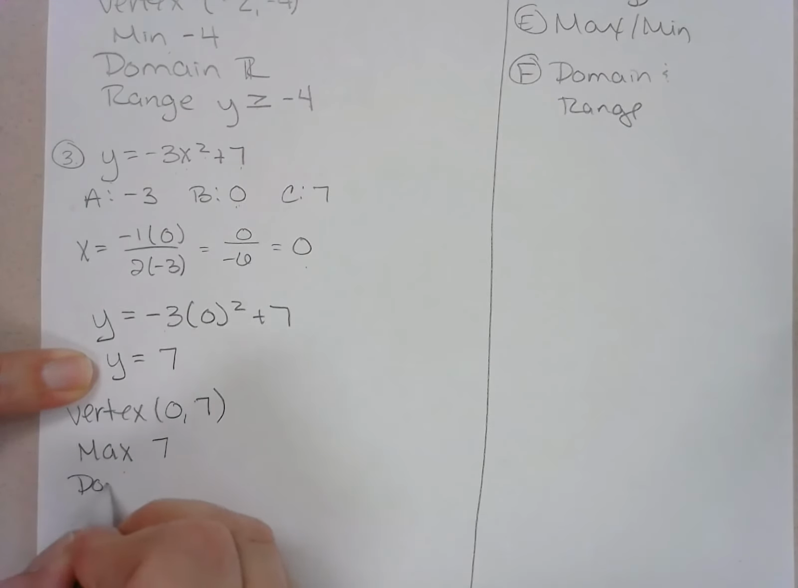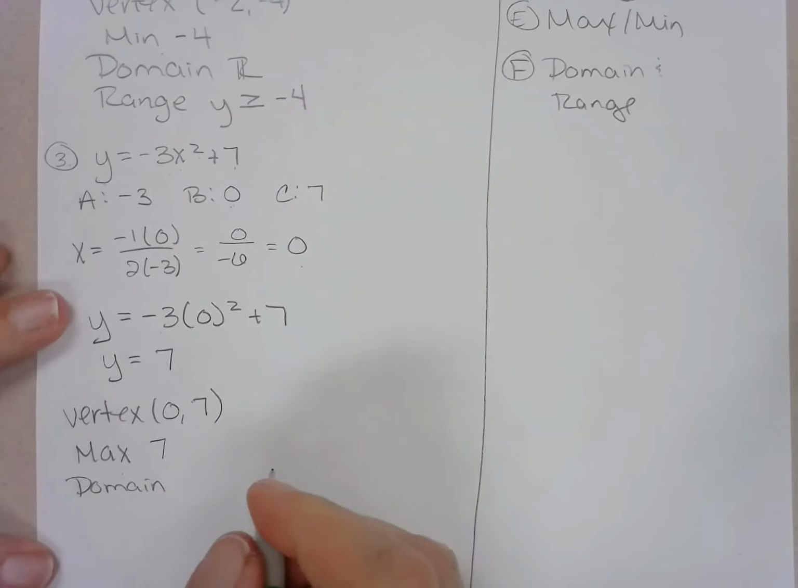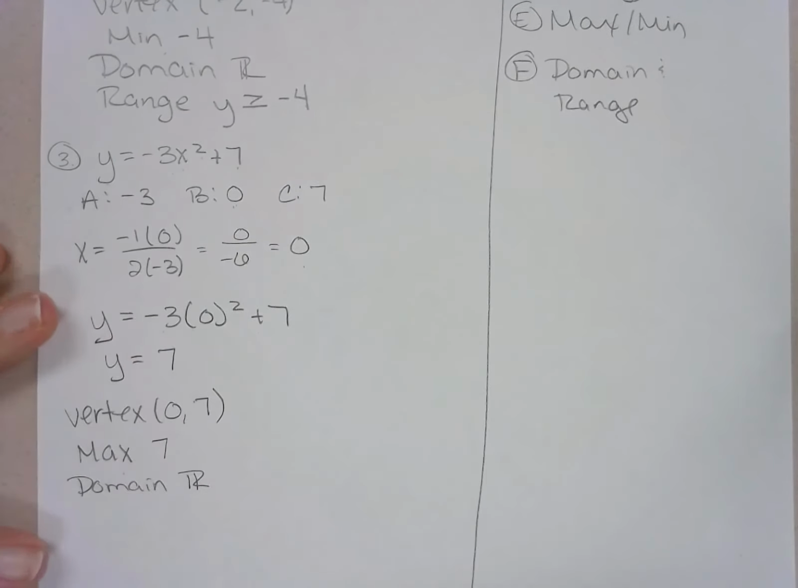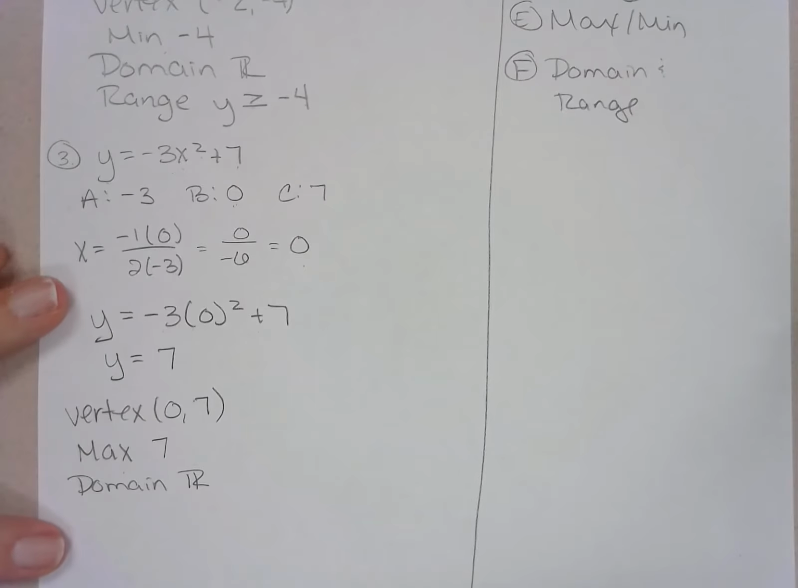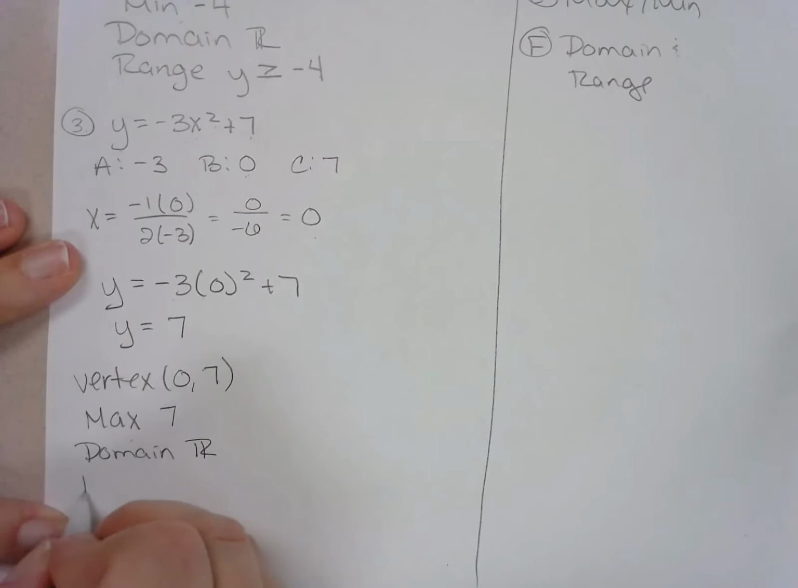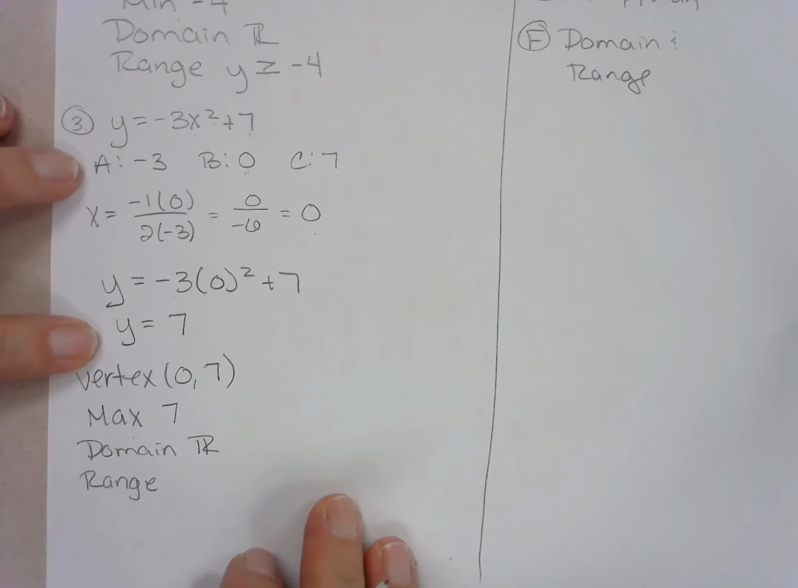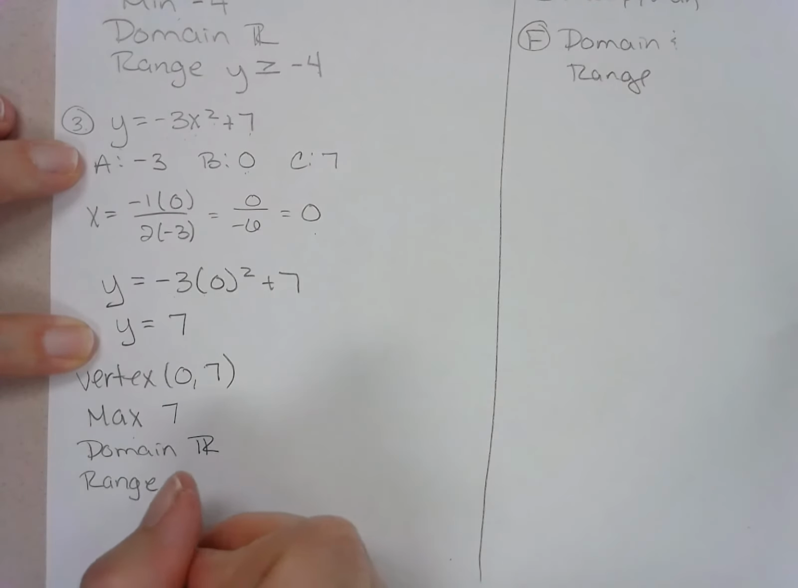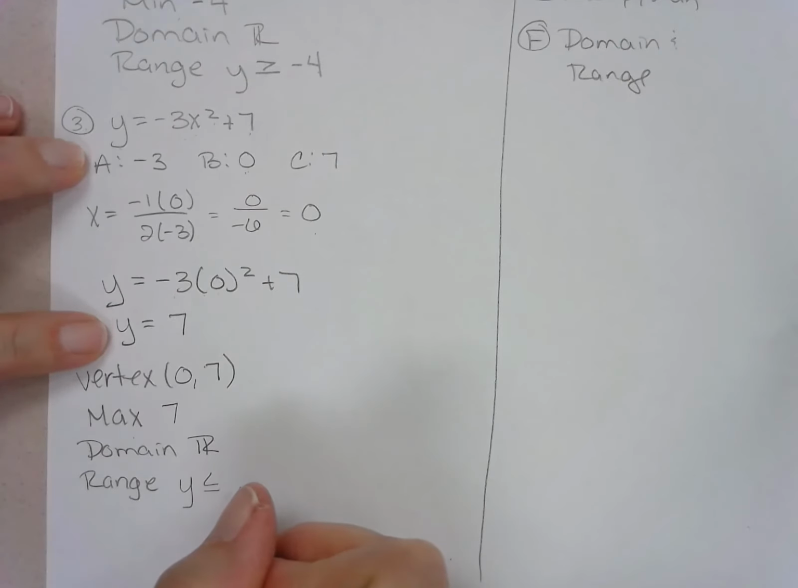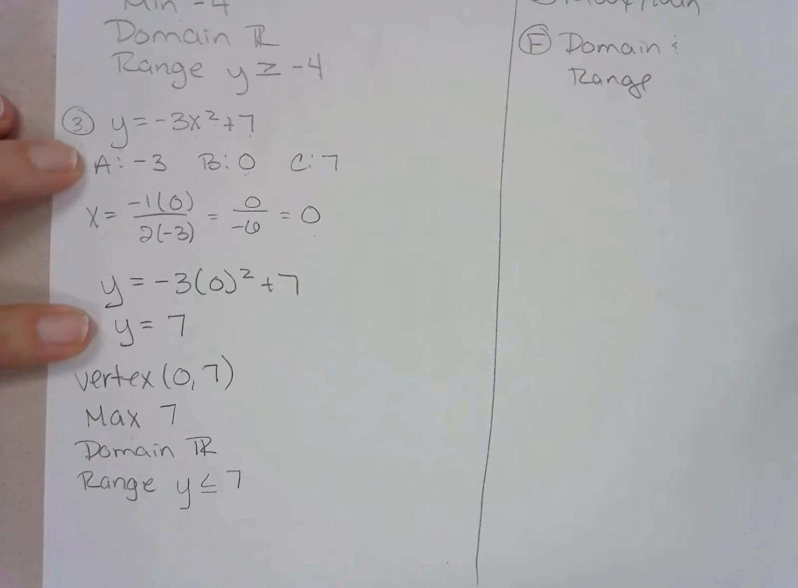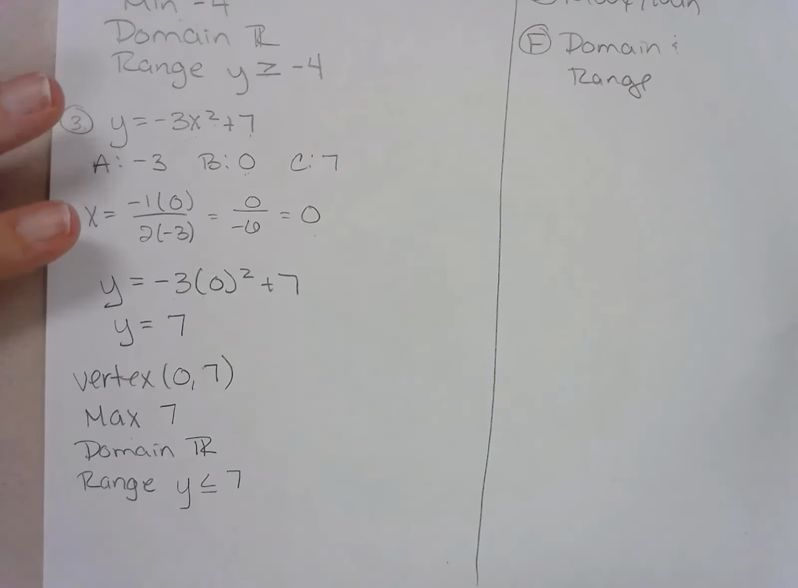Our domain, like all quadratic functions, is all real numbers, because we can plug any number into that function and get a y value. Now our range is also based off of our a value and our y that we've solved for. Our a value is negative, so we're going to say that y is less than or equal to, and we're going to take that y that we've solved for and plug that in to say that our range is y is less than or equal to 7.